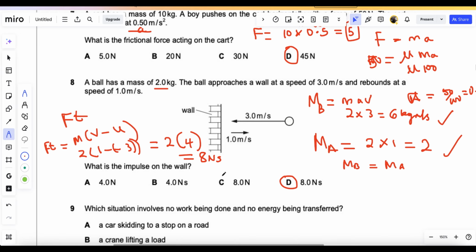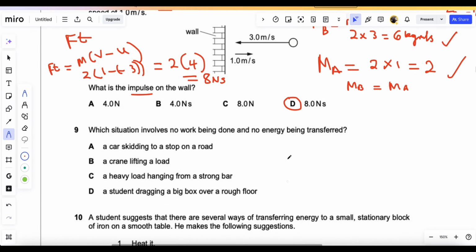So some student may mistakenly circle this one. They are asking for impulse, they are not asking for force. If they were asking for force, then the 8 would be in Newton. But they are asking for impulse. Here they are testing two things: they want to know whether you know the units of simple measurement.